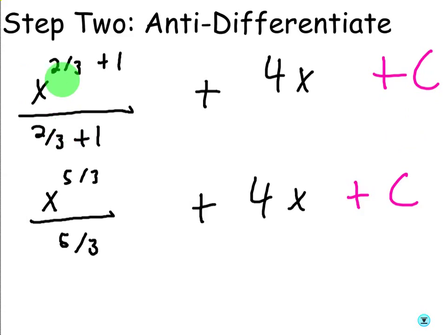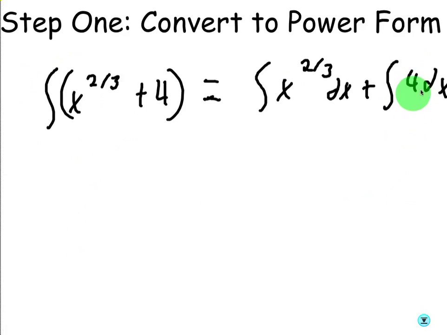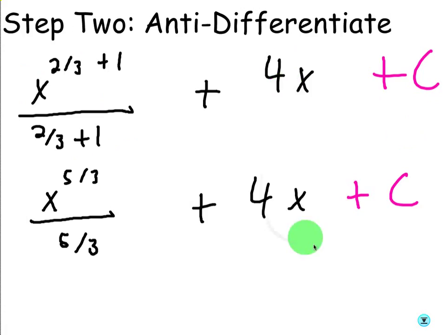The reverse power rule says to add 1 to the original exponent and divide by whatever that is. Now 2/3 plus 1 is 2/3 plus 3/3, which is 5/3. So it's going to be x to the 5/3 divided by 5/3 over here to the left. To the right, we learned the antiderivative of a constant is kx. In this case it's 4, so it's 4x. And then we still don't forget our plus c, so now we have x to the 5/3 divided by 5/3 plus 4x plus c.